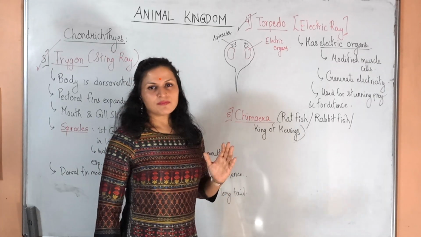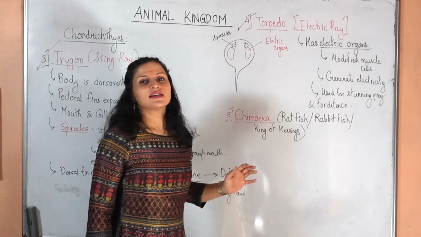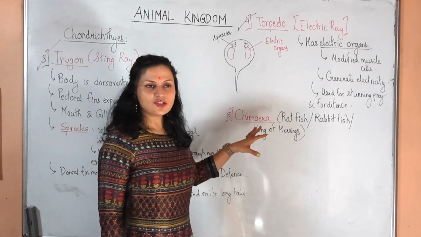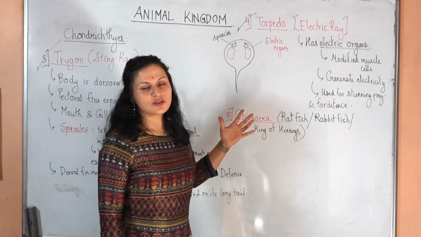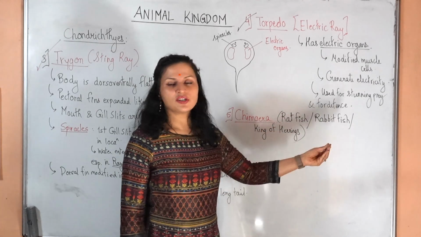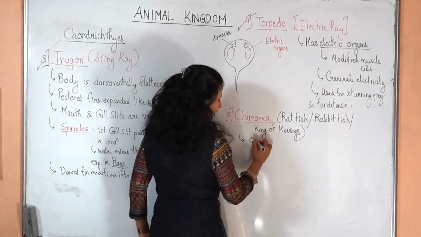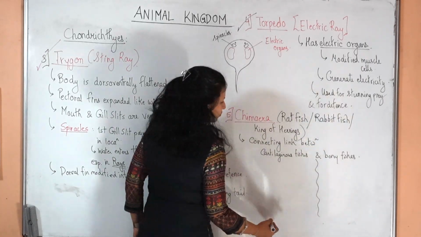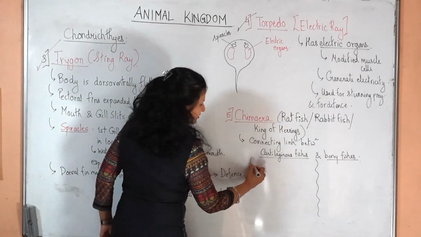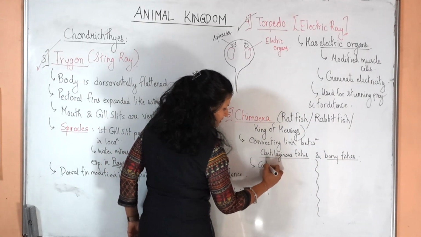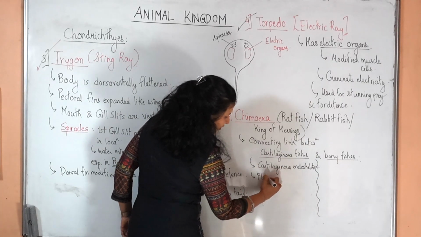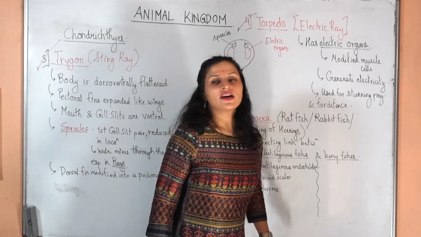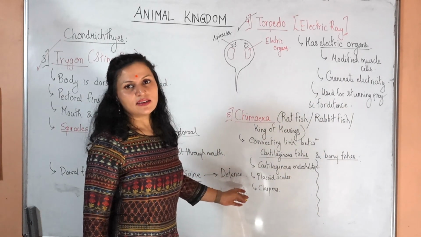Okay, why this example is important is because it is known as the connecting link between cartilaginous and bony fishes. This one is a cartilaginous fish, so it will show cartilaginous fish features, but it also shows some bony fish features as well. It is said to be a connecting link between cartilaginous fishes and bony fishes. So what are the cartilaginous fish and bony fish characters that it has? The first one is that it has a cartilaginous endoskeleton, then it has presence of placoid scales, it has the presence of claspers.